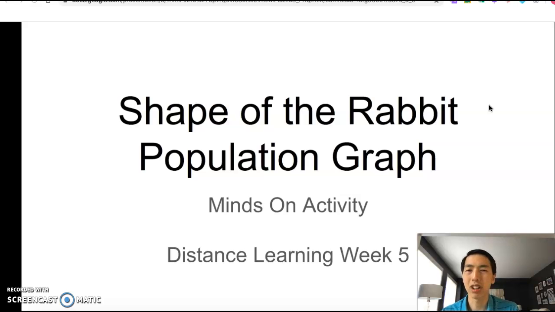So this lesson is called A Shape of the Rabbit Population Graph. This is a two-part lesson. The first part, which we're going to do right now, is the minds-on activity, which means I'm going to get you to think about things before I tell you, or before you read about what they really are according to the scientific community.